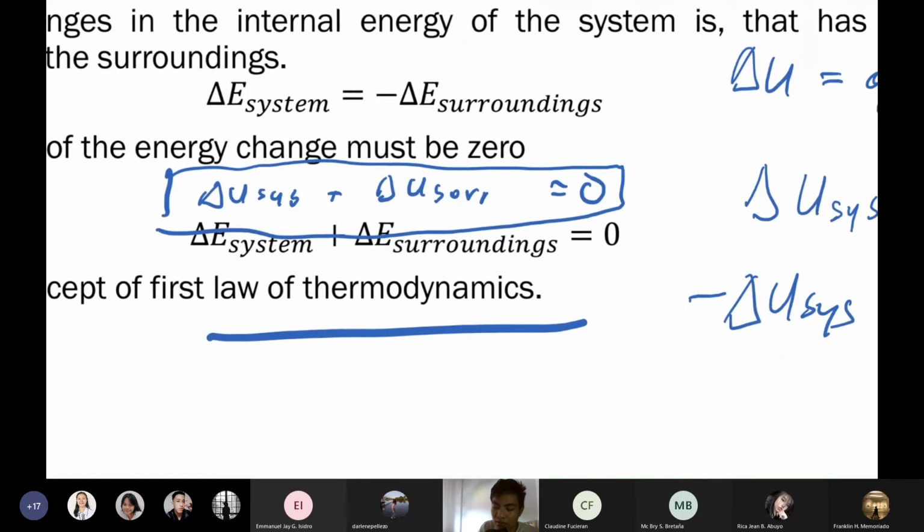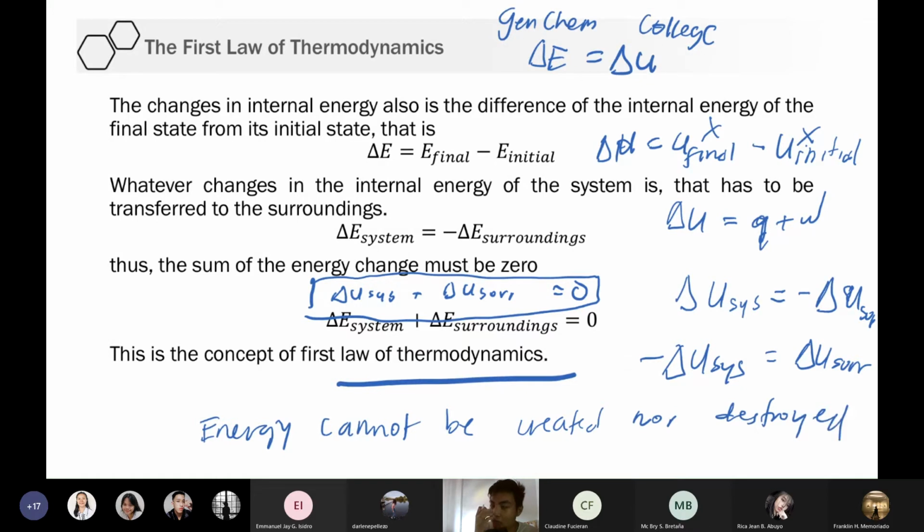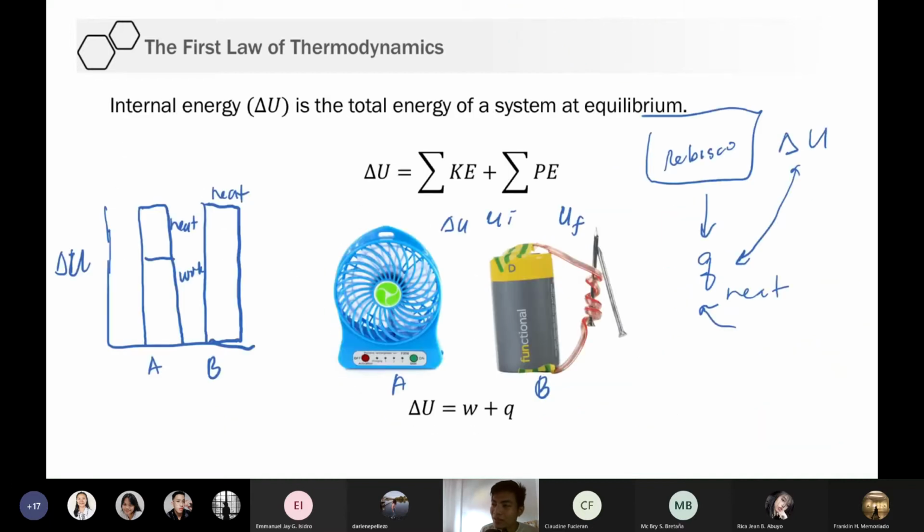Energy, again, cannot be created nor destroyed. It is only converted from one form to the other. Yun yung equation na to. Doon nila binase yun. Di ba? Ang weird, no? Parang ginawa lang nila tong mga assumption na to. Tapos may law na agad sila. Ang galing, no? Yun yung nagagawa kapag walang internet eh.